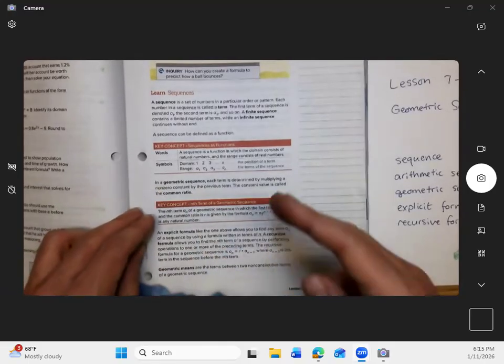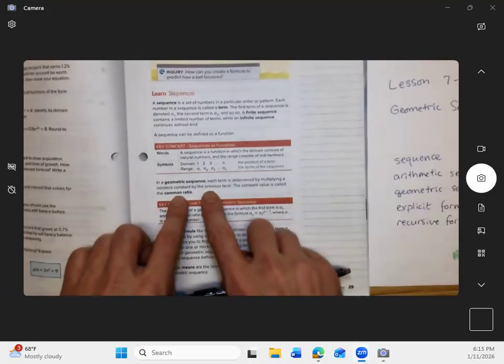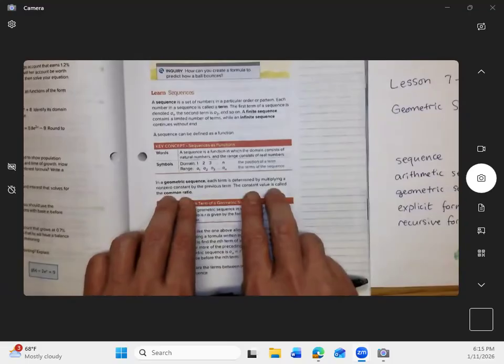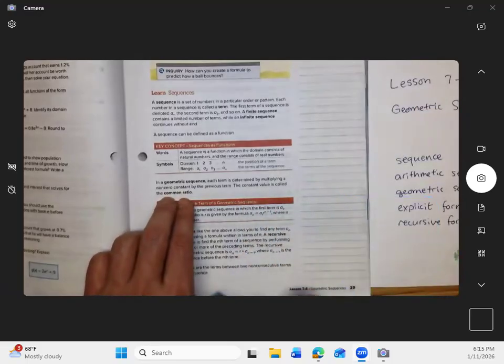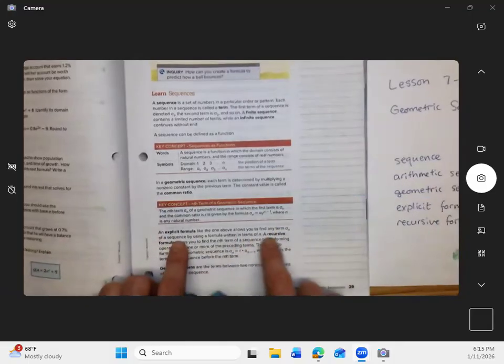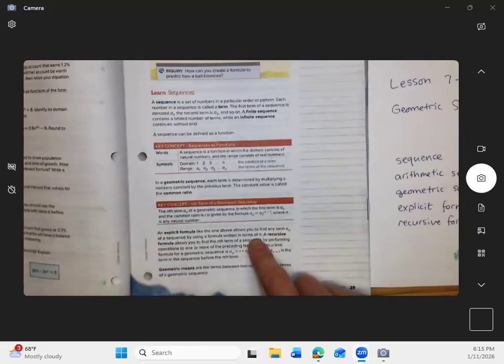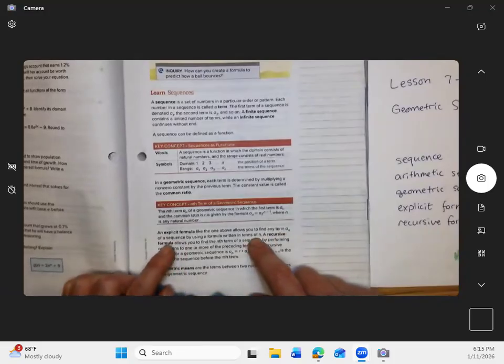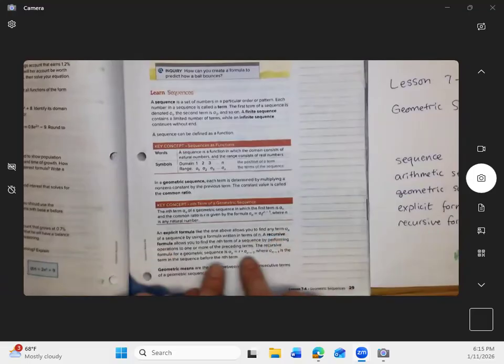So arithmetic sequence, there was some common difference from term to term, like A1, A2, A3, right? But the geometric sequence, there's some common ratio, right? So if you keep multiplying by 2, 1, 2, 4, 8, 16, the common ratio would be 2, right? Explicit formula lets you find the nth term like A sub n as a function of n, so you could just plug it in, just like a regular formula, nothing great, right? Recursive is the one that you almost never see.